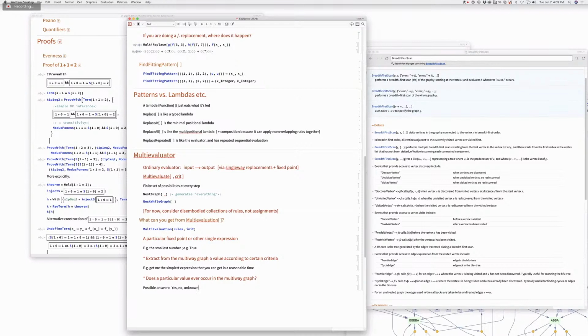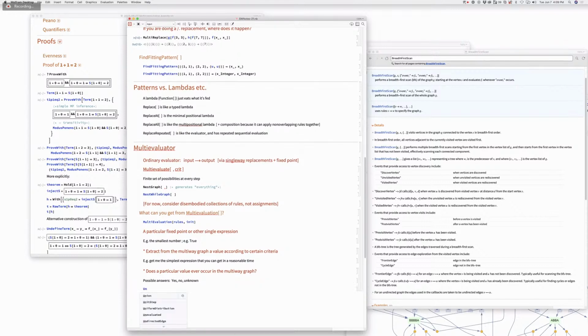For instance, what should be returned in the unknown case is unknown, with some data, and then the multi-evaluation object, so that you can always go on and say, well, try harder. That's a good idea. So worst case is you return something, but it's always possible to go further.